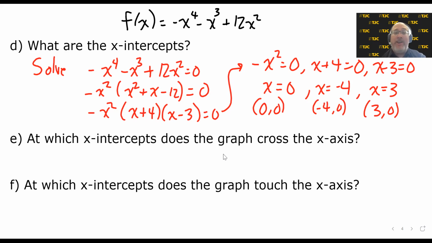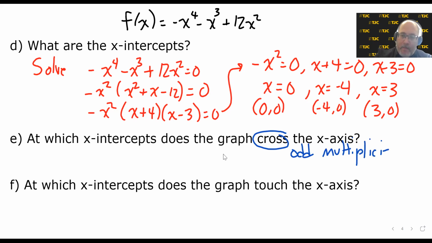But part E asks at which x-intercepts does the graph cross the x-axis. Keep in mind that when you cross the x-axis, this is when you have an odd multiplicity. Multiplicity being the power on the factor. So we have to go back and look at each intercept and decide which ones have odd multiplicity. So let's go back up to the intercepts. And let's go ahead and list all the multiplicities.